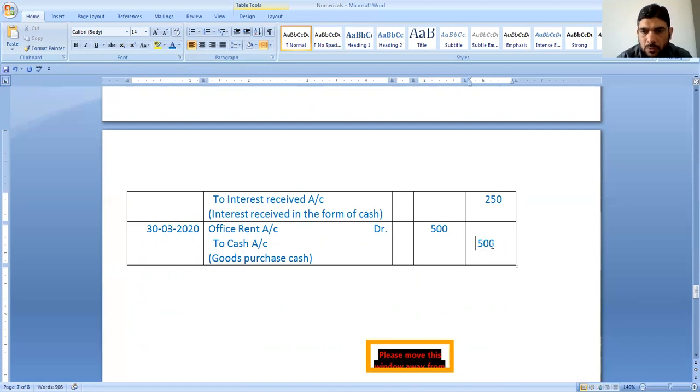So friends, this is the last question. If you are having any query, you may post your query in the comment box. Here I can put the narration: office rent paid by cash.